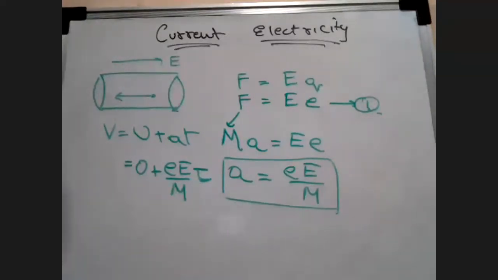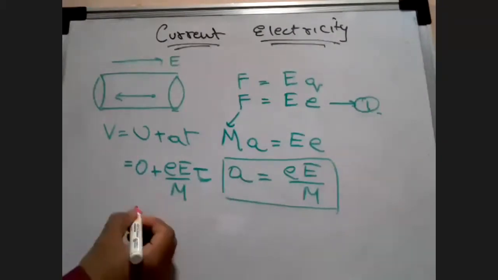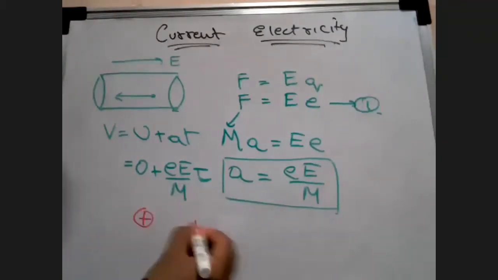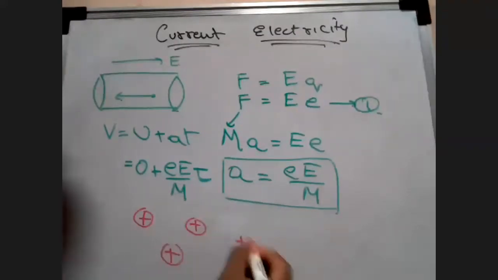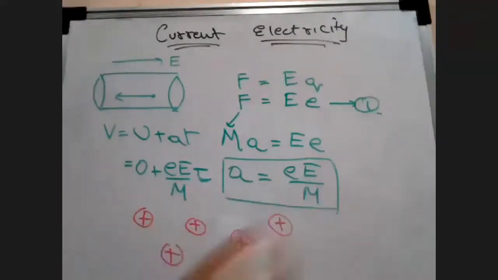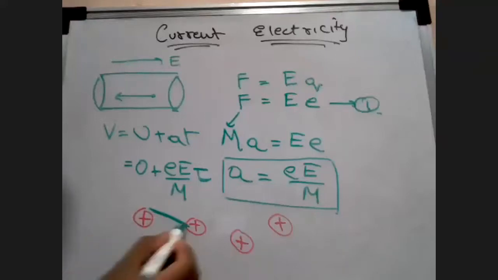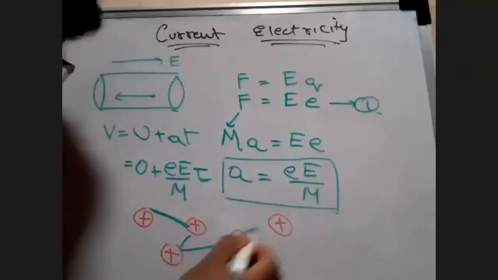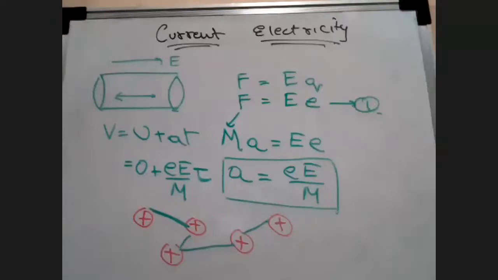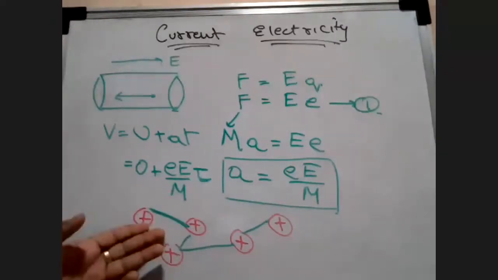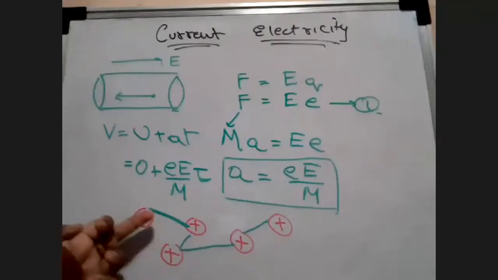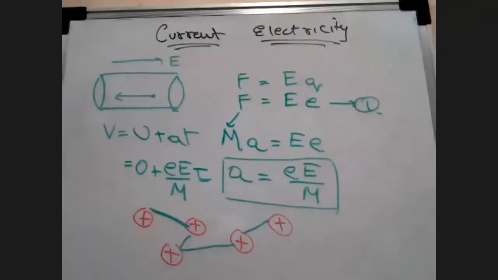What is meant by relaxation time? There are so many ions in a conductor. The electron has to basically collide with all these ions and pass through. So the amount of time it gets to go from one collision to another collision is called relaxation time. Is this clear? What is the meaning of tau? Relaxation time, the time between two collisions in a conductor. Clear?